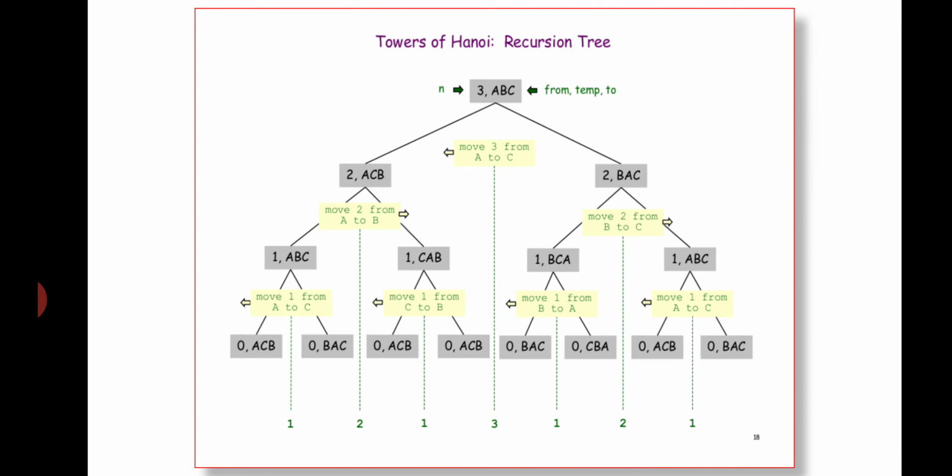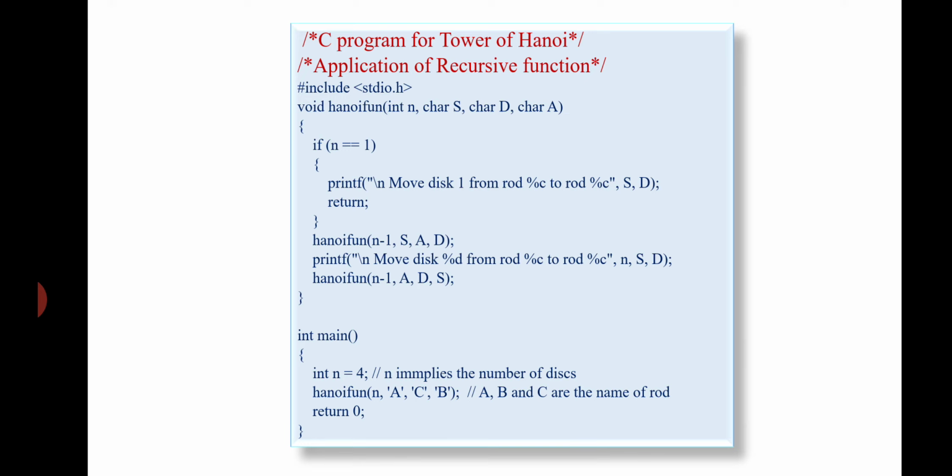Then the Tower of Hanoi recursion tree. For example, first A, B, C, it will go to C. This one is source, auxiliary is temporary, then destination. So it will be source, destination and temporary. Then destination, source, temporary. The data will move A to C, A to B, then B to C, then A to C, then C to B, then B to A, then A to C. This is the way we draw the recursion tree to shift the data from source to destination.